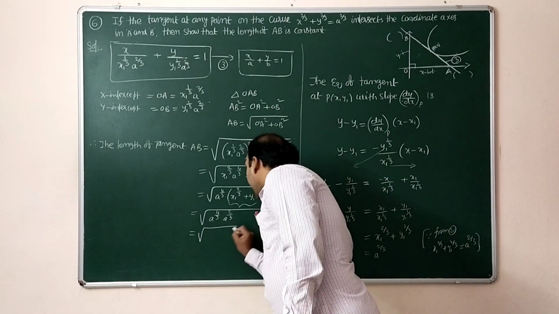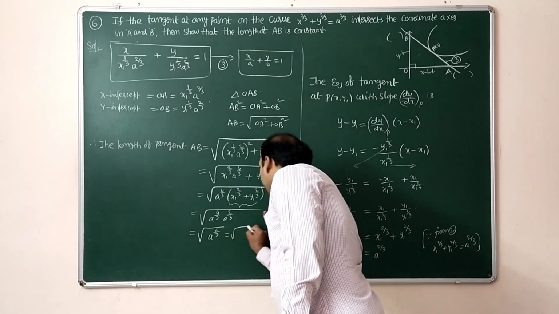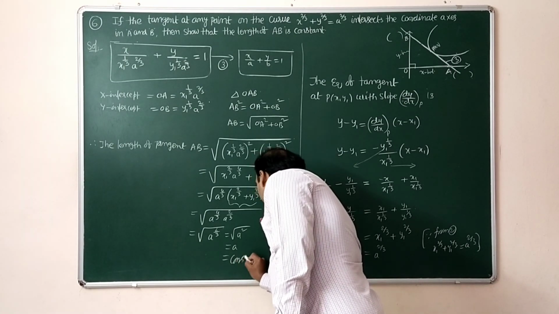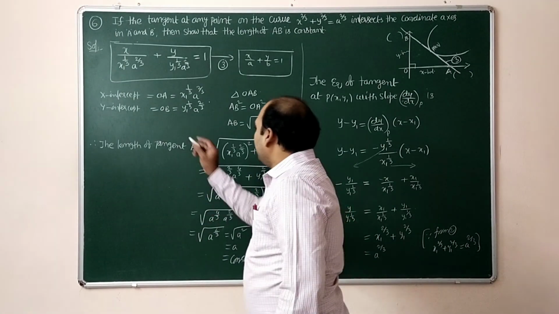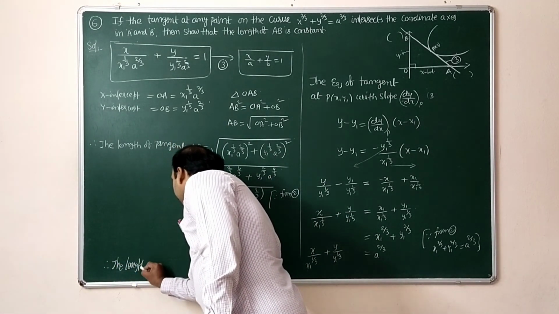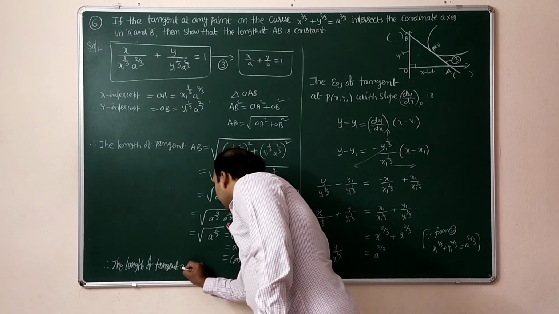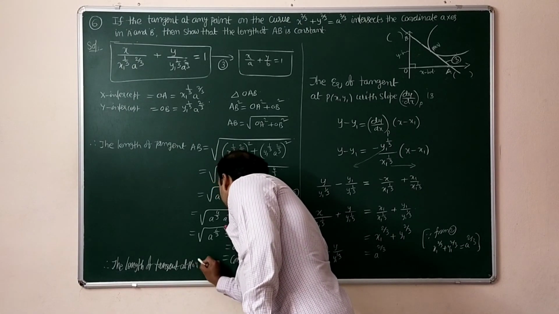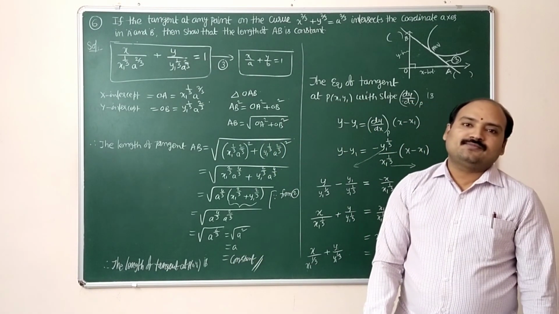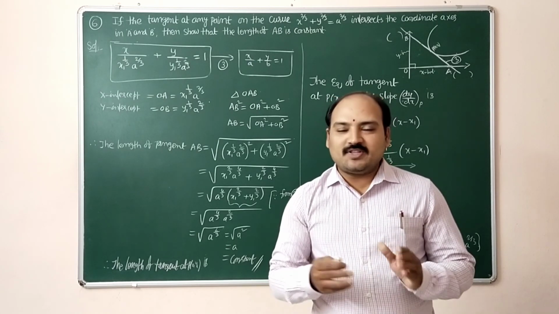Base and equal, the powers should be added. A power 4 by 3 plus 2 by 3 is 6 by 3, which is equal to root a square. Root a square means what? A, constant. That only they are asking to prove now. Therefore, the length of tangent at P of x1 comma y1 is constant. We proved that. We'll discuss the other method also. In this, 2 methods I am going to introduce.